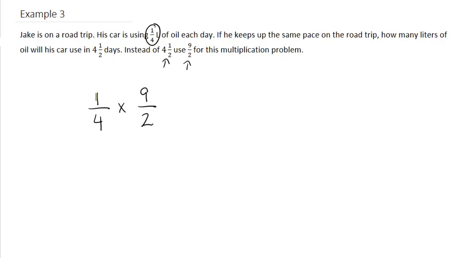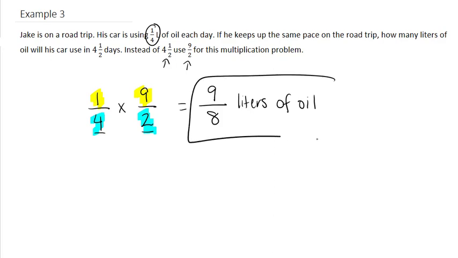So once again, we multiply the numerators together, and then we multiply the denominators together. So we get 9 times 1 is 9. 4 times 2 is 8. So we would say the car will use 9 over 8 liters of oil. So let's go ahead and look at another example.